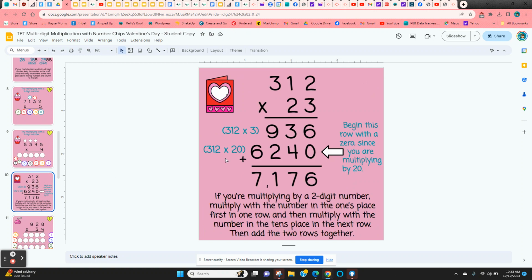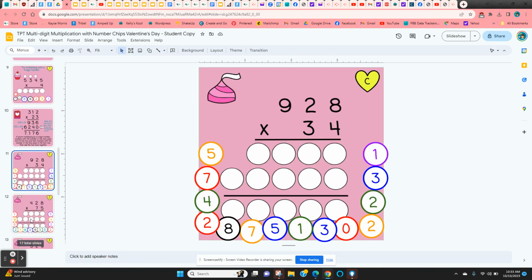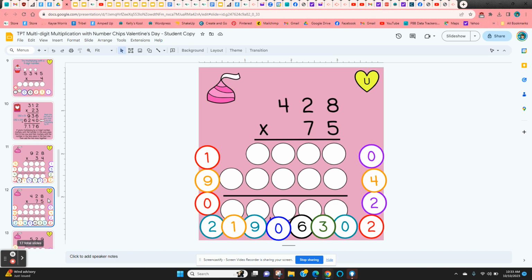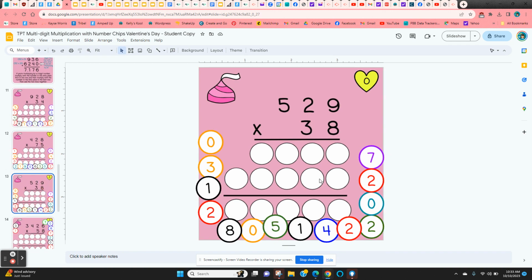And then they're shown what to do if they get a 3-digit by a 2-digit number. They're going to break this down into 2 different multiplications. So the first row here, they're going to multiply 312 times 3. And they'll get their answer here. And then 312 times 20. They'll get both of these products. They're going to add them together to get the final answer. So students are going to be doing that on the next slide. And they'll get a little bit more practice. And again, each product is going to be matched to a letter in a yellow heart.